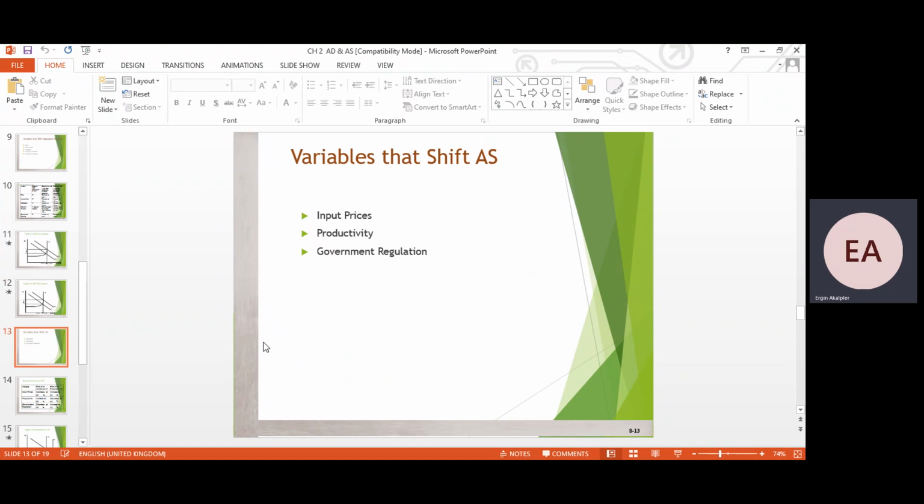Delta Q over delta K is the capital productivity, and if the produced amount is not too much regarding the employed capital, this will reduce the productivity, and as a result, the aggregate supply is supposed to be reduced. And government regulations, such as higher taxes or too many fees and other things, will reduce this aggregate supply.